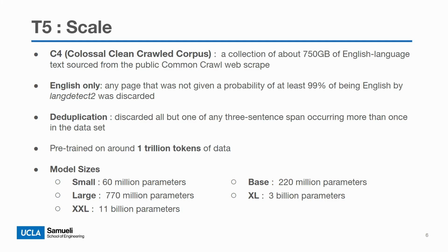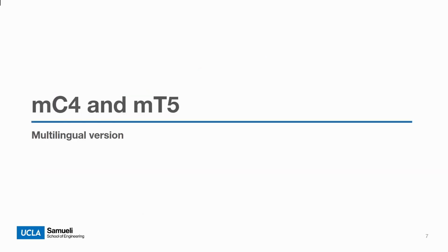And some of the popular ones are like the small 60 million parameters base to 220 million parameters. And this sort of concludes our background on the T5 model and the C4 dataset. So now we'll move on to the multilingual version of this.